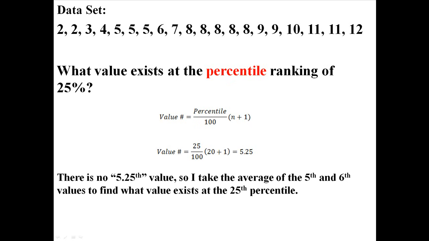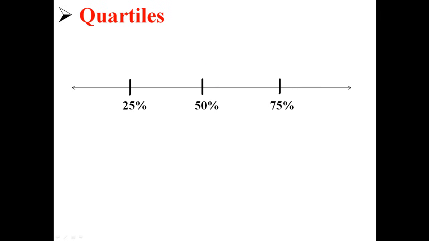But that doesn't really make any sense. I mean, there could be a 5th value or a 6th value, but there is no 5.25th value. So if you end up with something like that that isn't a whole number, you can just take the average of, in this case, the 5th and the 6th. And whatever that average is, that is what exists at the 25th percentile. My 5th number is 5 and my 6th number is 5. So the mean of those two numbers is obviously 5. So for the question, what value exists at the percentile ranking of 25%? The answer is 5.